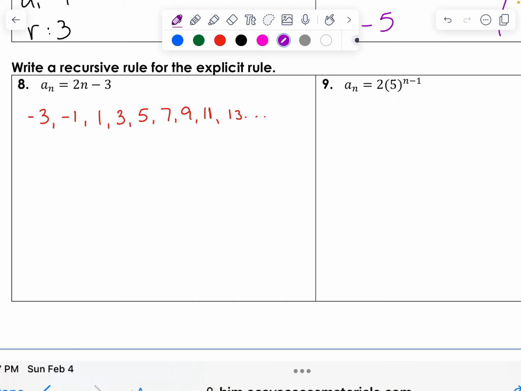Now, an arithmetic sequence is going to have the recursive rule a sub n equals common difference plus that previous term. And maybe now is a good place to stop, pause the video, and try it again. The only thing I need to know here is the common difference. And it looks like this common difference is plus 2. So positive 2 plus my previous term.